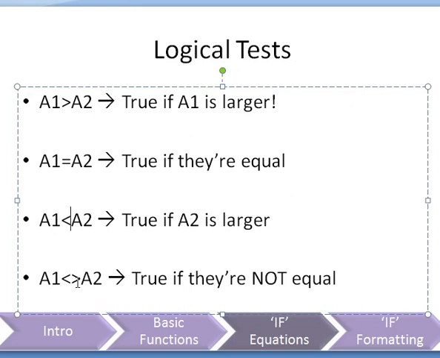We can also test to see if they're not equal to each other. This will be true whenever A1 and A2 are not the same. In most languages, this is different. There's normally an exclamation point followed by an equal sign to mean not equal to. But in Excel, it's A1 less than or greater than A2. As long as it's either less than or greater than A2, then it's true. If they're equal, then it's not true.